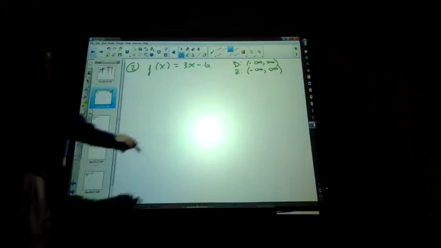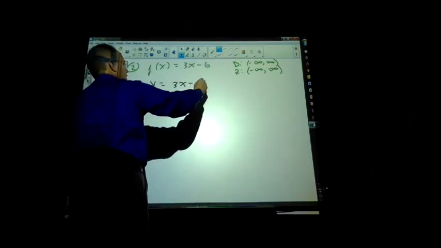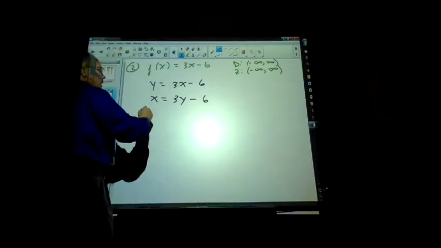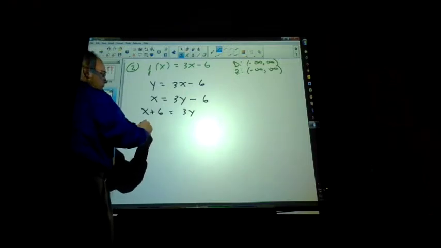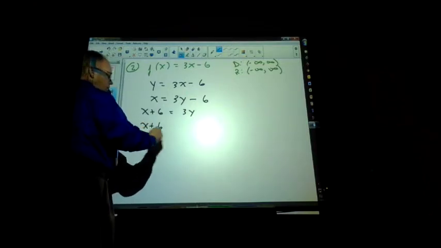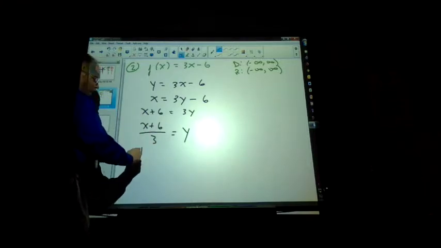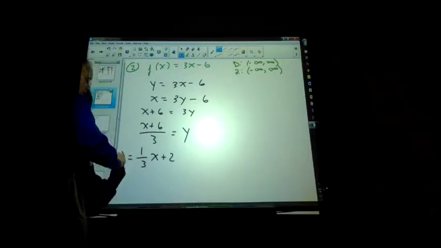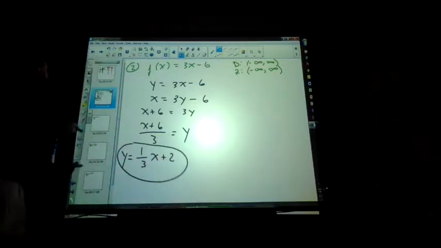Okay, let's change this to y equals 3x minus 6. Flip-flop x and y. Solve for y. That answer is totally fine. Some of you might have this as an answer. Either of those answers are fine. So circle that one. You could add the one above it circled as well.